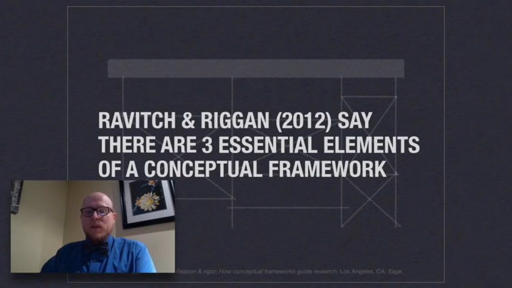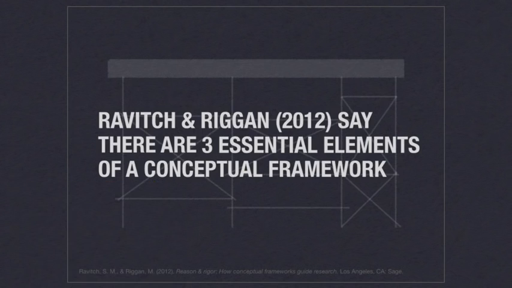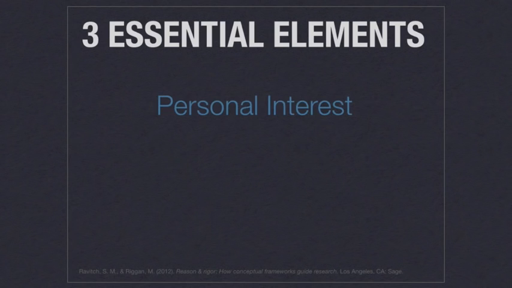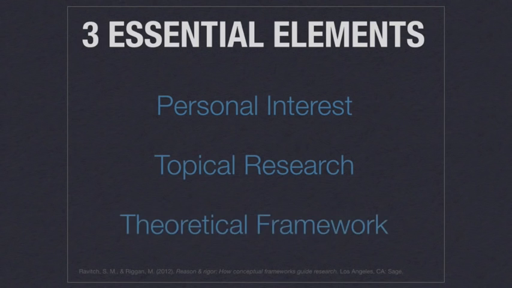A lot of what I'm going to talk about comes from a book by Ravitch and Riggan, 2012, called Reason and Rigor: How Conceptual Frameworks Guide Research. They have a lot of really good advice, I think, for clarifying exactly what a conceptual framework is and how it interacts together with an entire research study. Now, they say there are three essential elements of a conceptual framework. Those three elements include personal interest, topical research, and a theoretical framework.